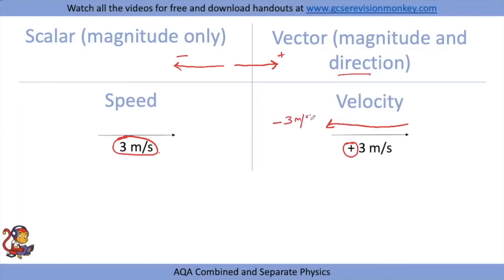So they are both very similar things. They're to do with how quickly an object moves. However, speed just takes into account the size, whereas velocity takes into account direction as well.